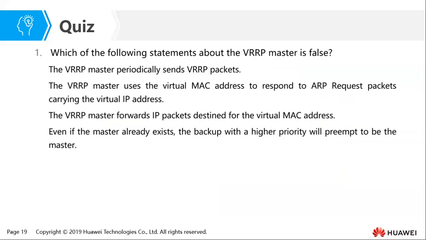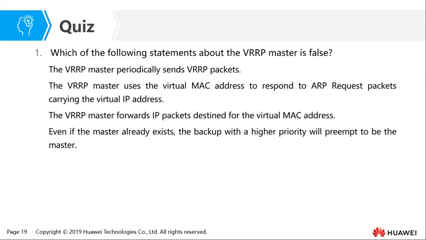So that is the end of this particular chapter. We have a question here: which of the following statements about VRRP master is false? The first one is, VRRP master periodically sends VRRP packets. Is that true or false? That is true. We've already said that the VRRP master uses a virtual MAC address to respond to ARP request packets carrying the virtual IP address. So that is also true.